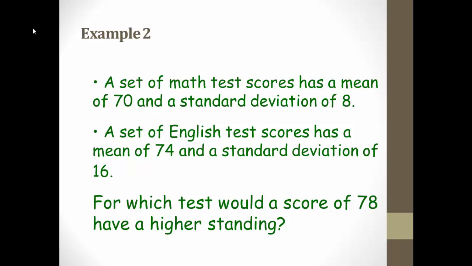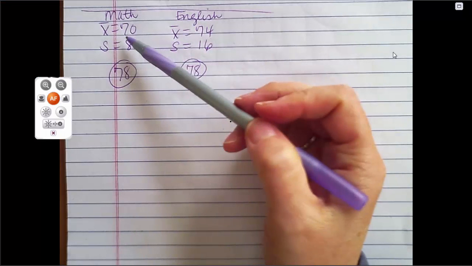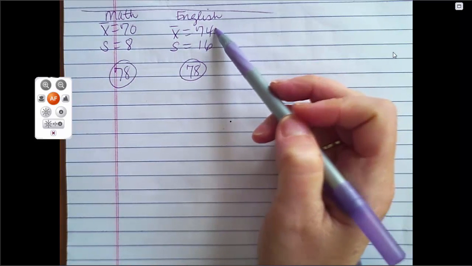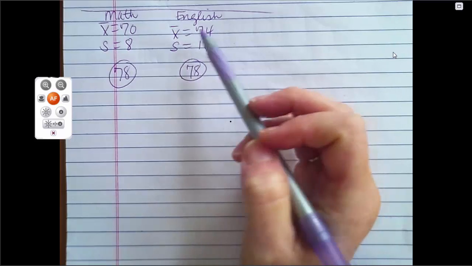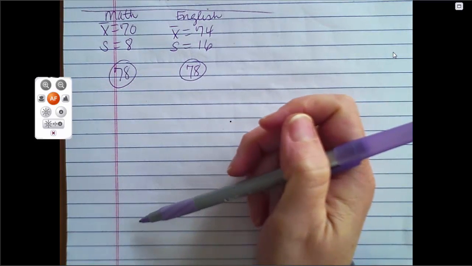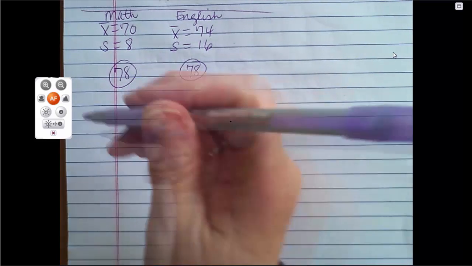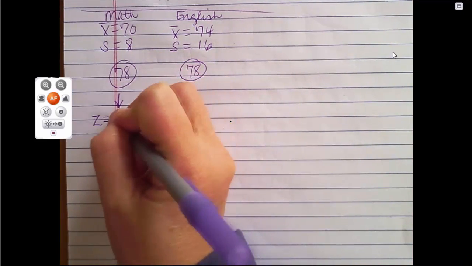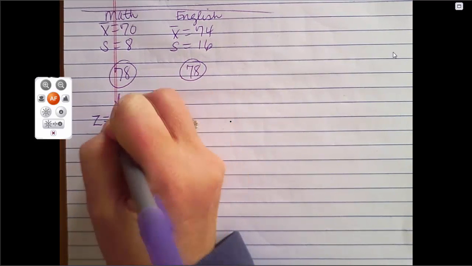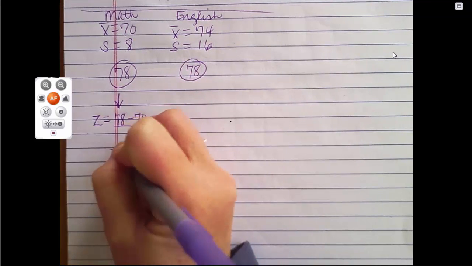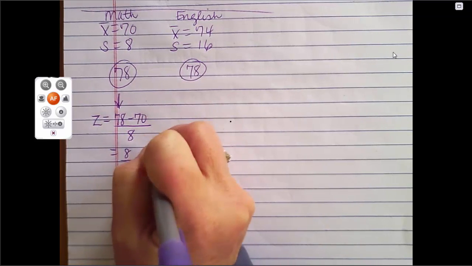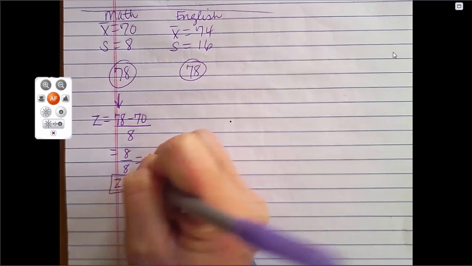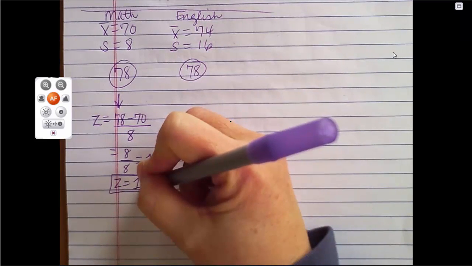Let's use z-scores. In my English class, the mean was a 74 with a standard deviation of 16. I got a 78 on my test in both classes. Which one did I actually do better in? Well, let's find z-scores and talk about it. So my z-score for my math is 78 minus 70 divided by 8. That's 8 divided by 8, or 1. So I have a z-score of 1 on my math test. I'm 1 standard deviation above the mean.